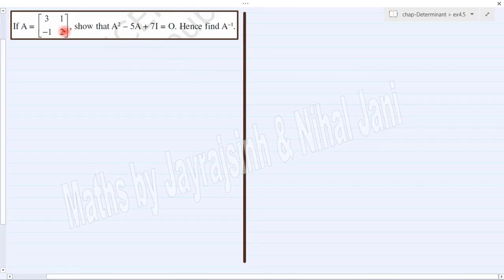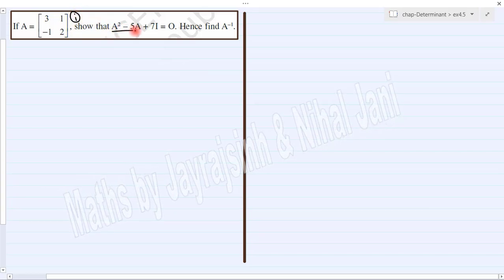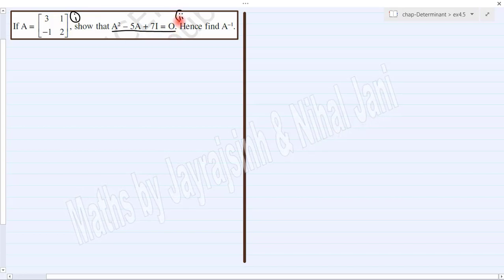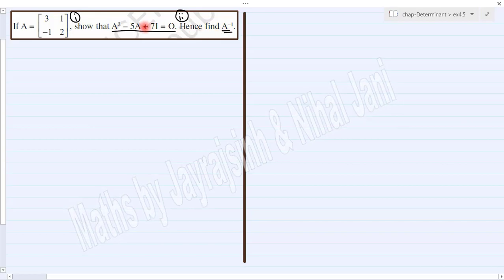In this question, we have one matrix A. And first of all, we have to show that A cube minus 5A plus 7I is equal to 0 matrix. And then, using this equation, we have to find the value of A inverse. So, let's try to prove our matrix equation.